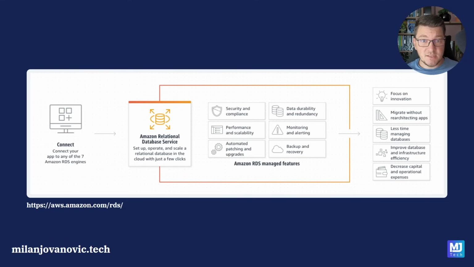Amazon RDS makes it very easy to spin up a relational database without you having to think about provisioning infrastructure, managing the database engine version, licensing considerations. All of that is taken care of by the RDS service, and all you have to think about is which database engine you want to use, and then connecting it to your application and start building.